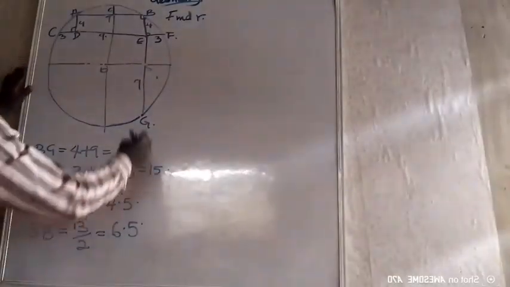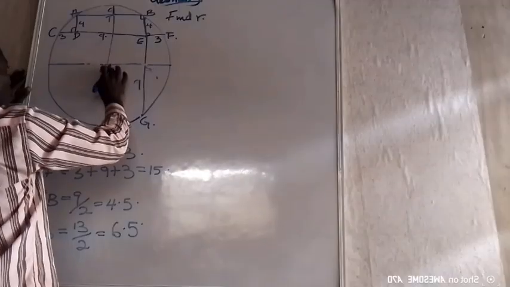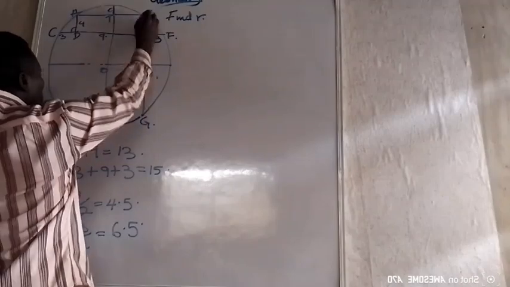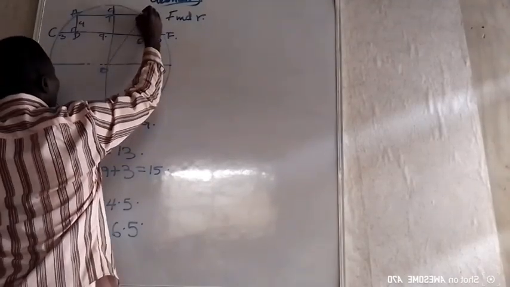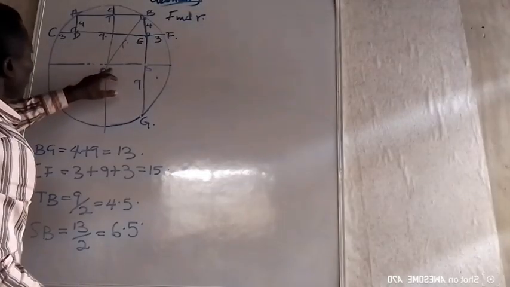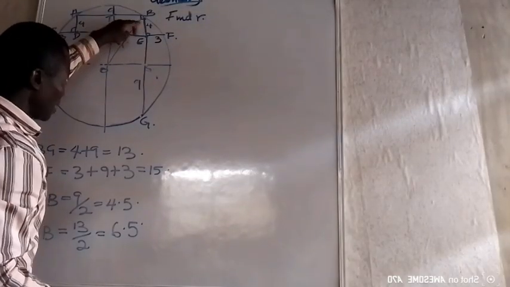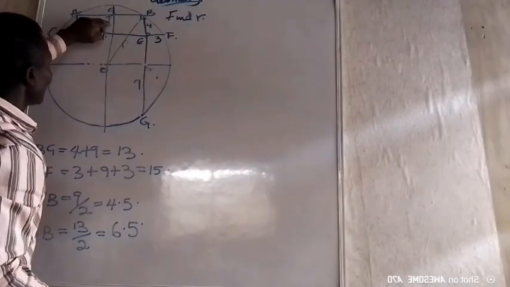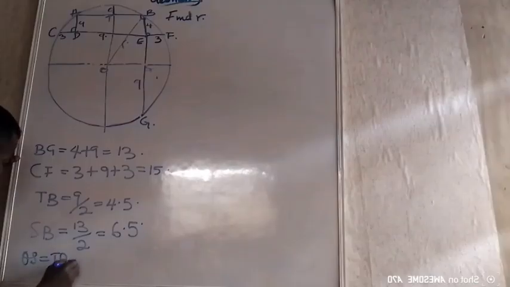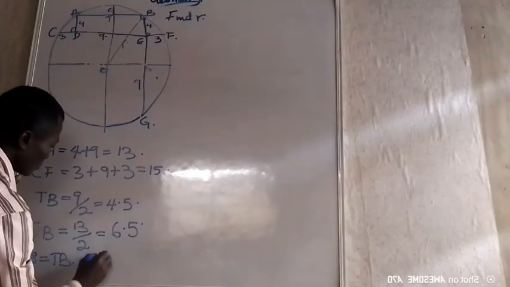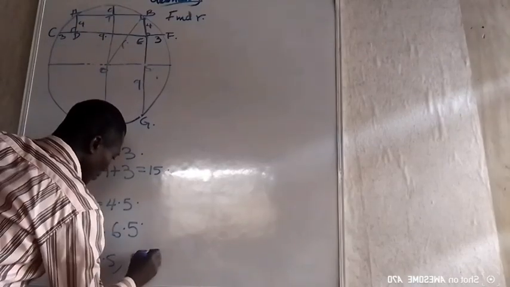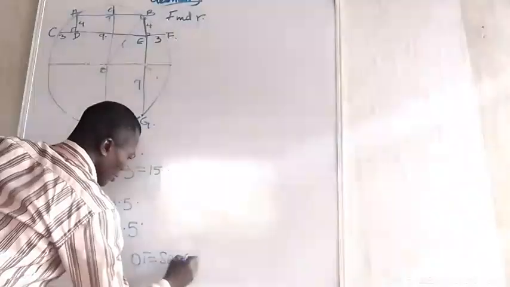And if you look at it, O is the center. From O to D is the radius. Can you see? And we have this OS is equal to CD. You can see, and OC is equal to SD. Let's write it out. OS is equal to CD, which is 4.5. OC is equal to SD, which is 6.5.